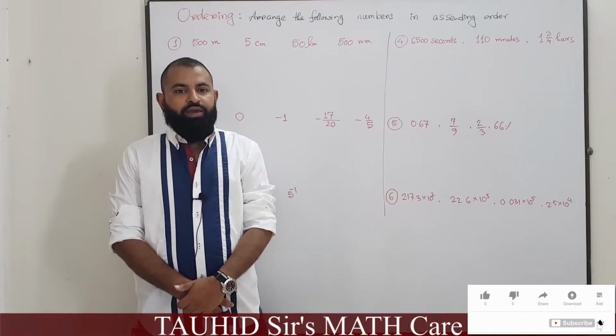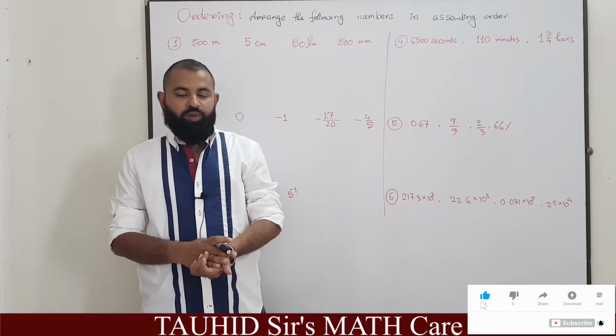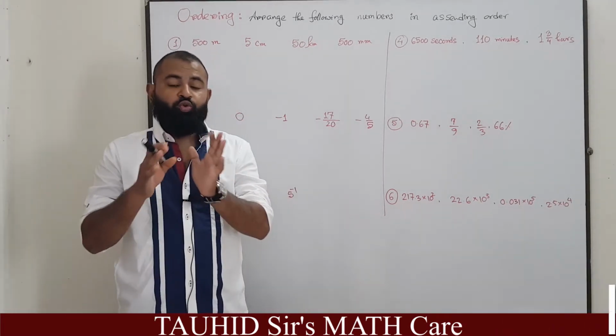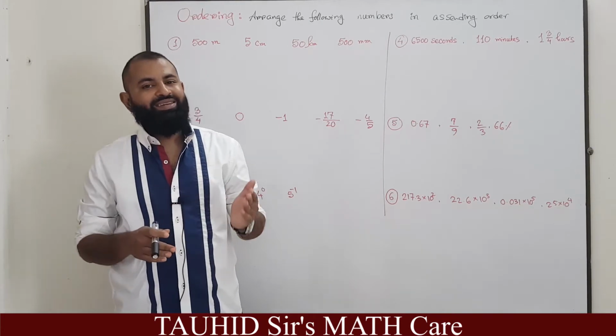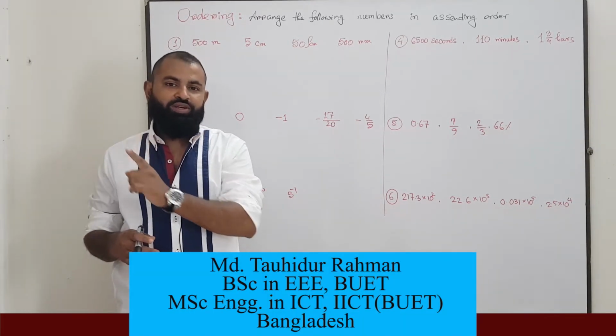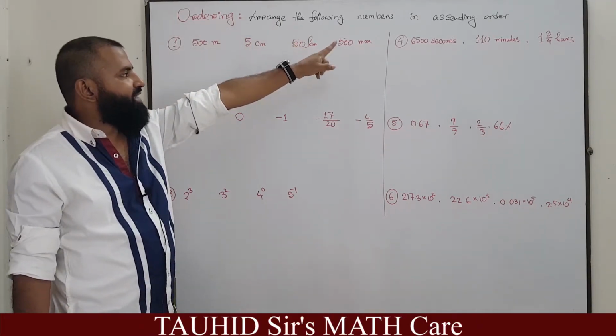Now we will learn about ordering. This type of question appears in every paper of your O-level exam, where you are asked to arrange some numbers in ascending order, starting from the smallest one and ending with the greatest one. Here you can see the question: arrange the following numbers in ascending order.